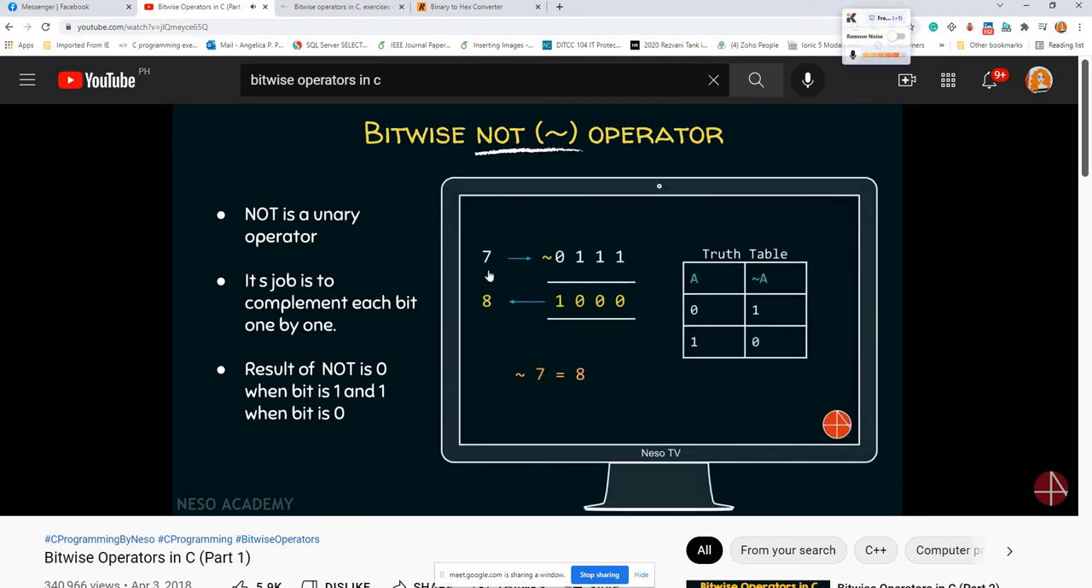Here in this example, I am going to apply the bitwise NOT operator on this number. The binary representation of this number is 0111. According to the NOT operation, 1 becomes 0, this 1 becomes 0, this 1 also becomes 0, and finally this 0 becomes 1. Therefore, the final output is 1000, which is equivalent to 8 in decimal. NOT of 7 is therefore equal to 8.